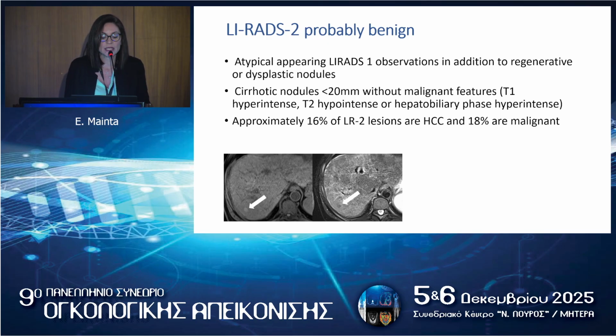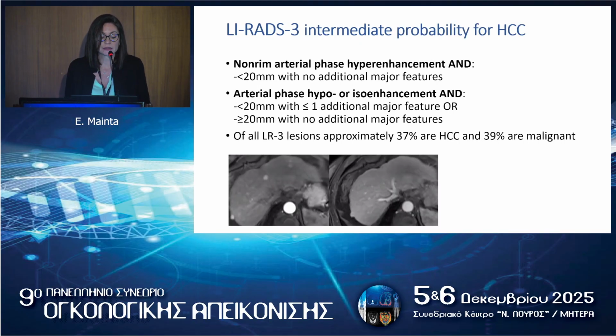In the LI-RADS 2 category, we include lesions which are probably benign, so typical-appearing LR-1 observations in addition to regenerative or dysplastic nodules. Cirrhotic nodules less than 20 millimeters in size without malignant features, as in the example that we can see on these 2 MRI images. So high T1 lesion in the right posterior hepatic lobe, and T2 hypointensity. Approximately 16% of LR-2 lesions are HCC, and of course 18% are malignant.